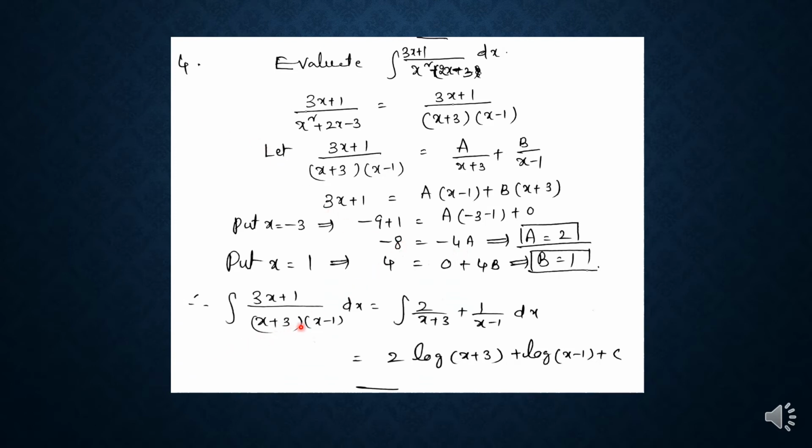Therefore, integral 3x plus 1 divided by x plus 3 into x minus 1 dx is equal to integral a by x plus 3, a is equal to 2, so 2 by x plus 3 plus b by x minus 1, 1 by x minus 1 dx. So this can be written as 2 into integral 1 by x plus 3 dx plus integral 1 by x minus 1 dx. We know that integral 1 by x plus 3 dx is log of x plus 3. So 2 into log of x plus 3 plus log of x minus 1 plus c.